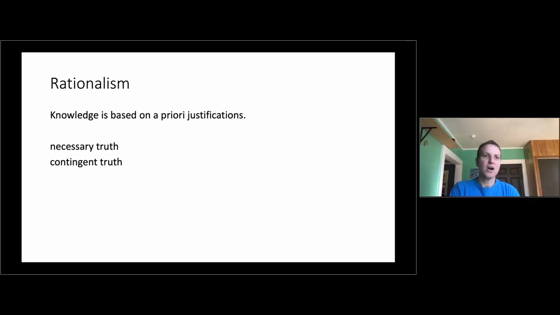Okay, so why are we talking about this? Well, rationalists believe the surest beliefs are necessary truths that we can determine are true based on reason alone. That is, a priori justifications.